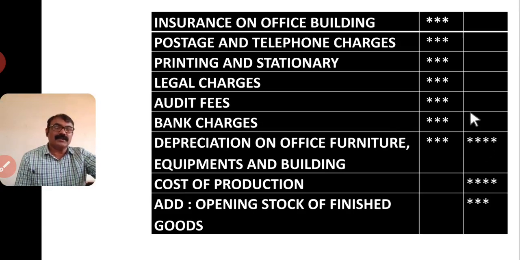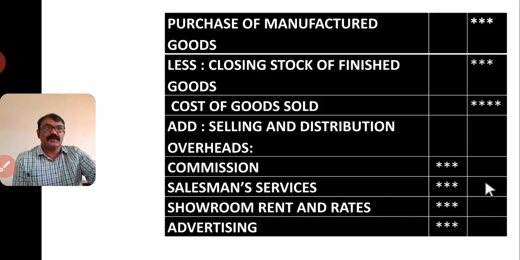This total written in the outside column will be added to the works cost, and this total will be the cost of production. Office overhead amount and works overhead amount, by adding these two, become the cost of production. To the cost of production, we add opening stock of finished goods, less closing stock of finished goods, and we get cost of goods sold.